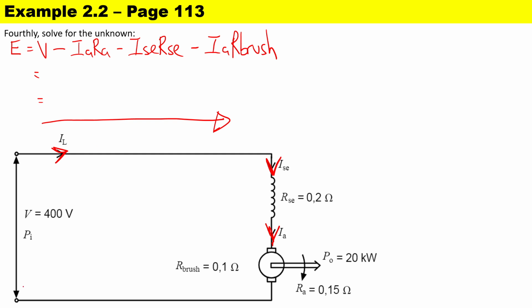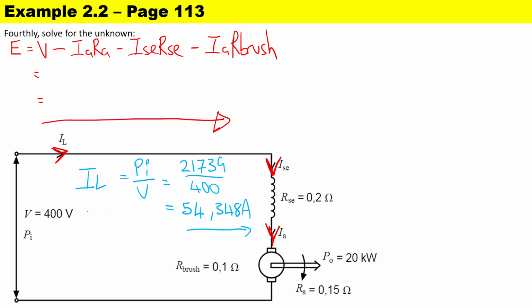To calculate the supply current, IL, it's going to be the input power divided by the terminal voltage. The input power was 21,739, the terminal voltage is 400, so therefore the supply current is going to be 54.348 amps. Essentially all the currents are the same. The supply current, the series current, and the armature current are all the same. That's important to note. And we've got our resistances, so we can actually go ahead and substitute now.